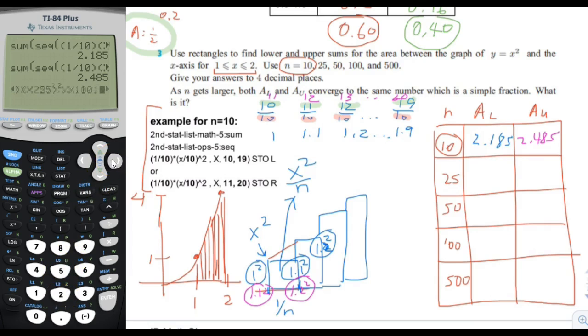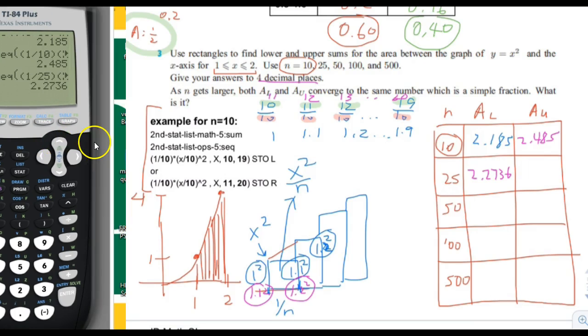And then we do need to adjust these counters because now it's over 25. So now in order to generate the 1, we're going to have to put 25. And to generate the very last value, the 1.9, it's going to be 50 minus 1, which is 49. Okay. So we get 2.2736. And it says 4 decimal places, so we want to keep all those. 2.2736.